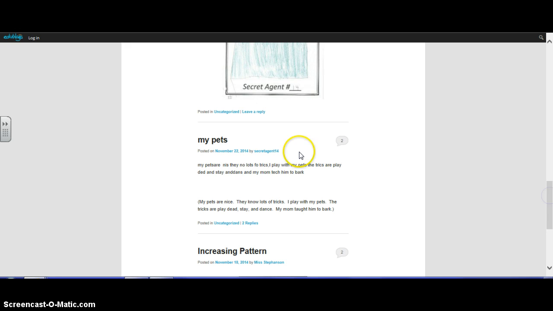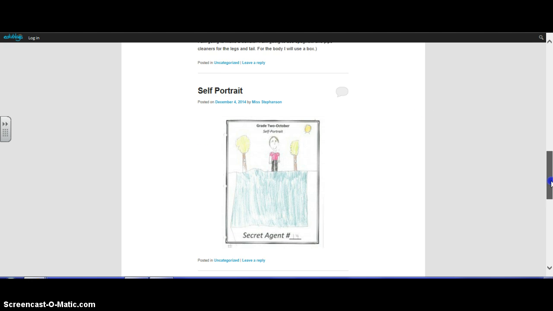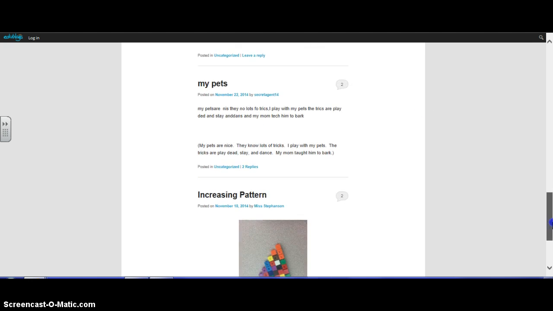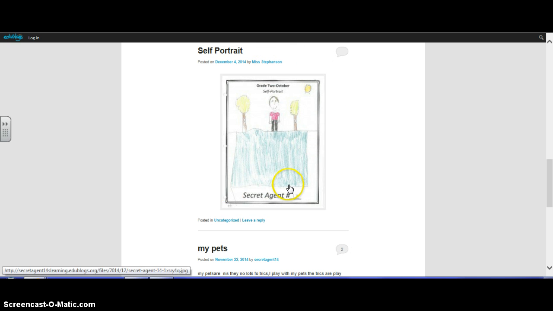So for example, this student here wrote about their pet and also wrote about animals. As you can see, not only did I add in pictures, but I also added in some work that the student has done.